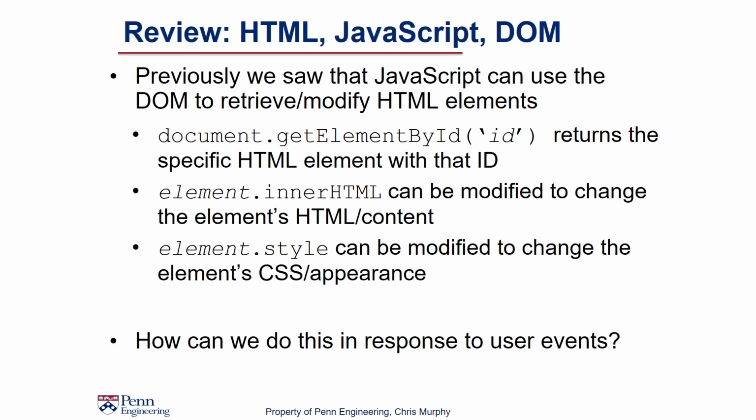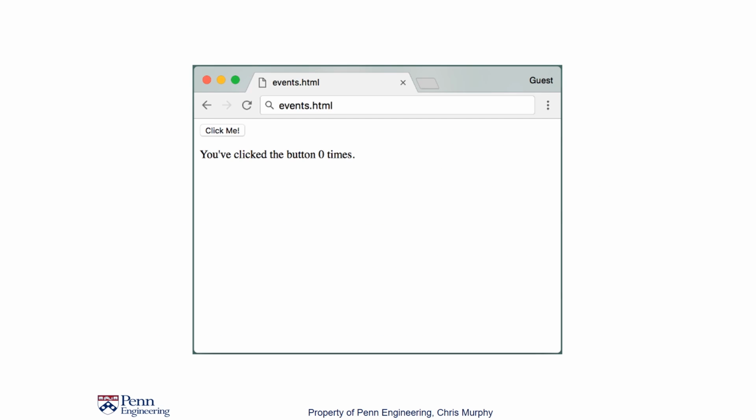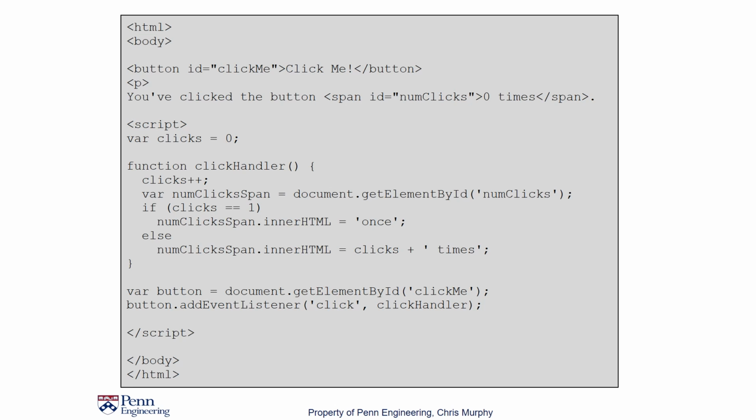Now in this lesson and subsequent lessons, I'll be showing you examples where I'll start with what it looks like, and then we'll look at the HTML and JavaScript code. In this page, I have a button that says click me, and then underneath, it tells me the number of times I've clicked the button. When I click the button the first time, it says you've clicked the button once. The second time it says you've clicked the button 2 times, and so on. Let's see how we did that.